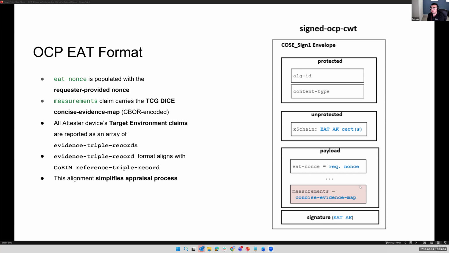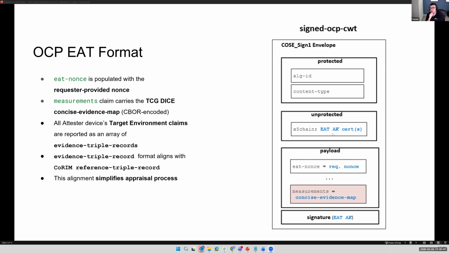Raman, you have a question? Hey, Fabrizio, quick question. Who would sign the envelope? Because we have to trust them and they have to have a hardware root of trust, correct? Somebody has to verify that the signing. Absolutely.